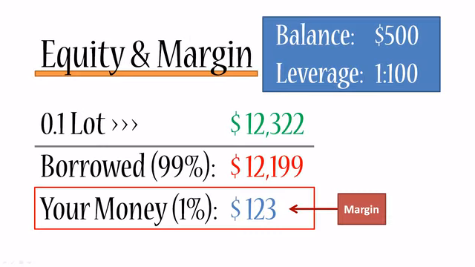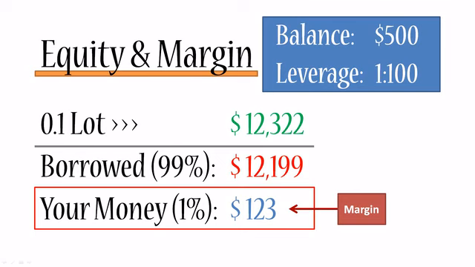Equity and margin. In the previous tutorial, we looked at an example where the broker lends you 99% of the required amount in order to conduct a transaction in the Forex market. And that's when your leverage is 1 to 100. Well, that money that you invest, that 1% of the transaction, in this case it was $123, that is called your margin for this particular transaction.